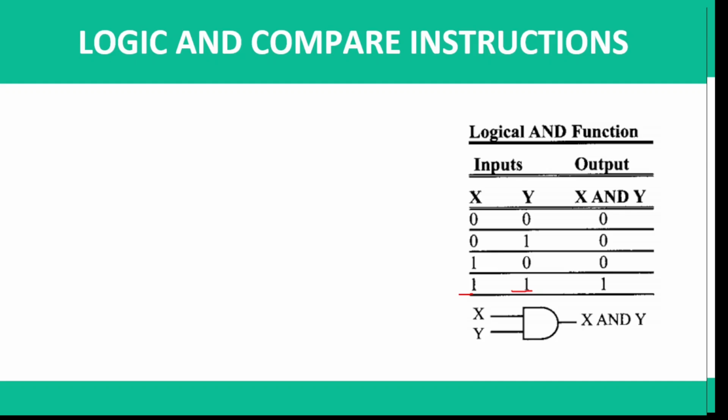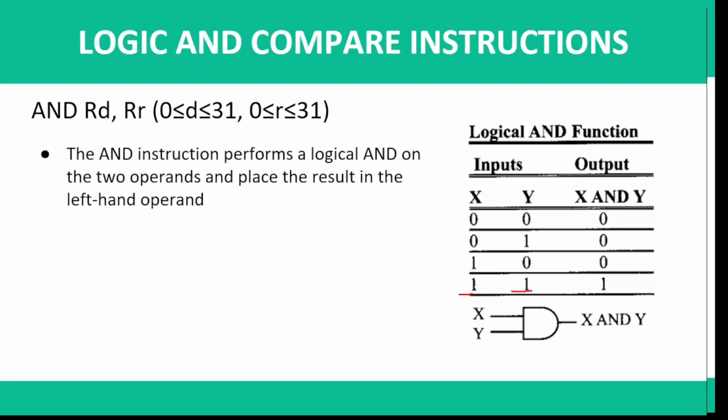For the AND register, the destination is Rd and the source is Rr. The register can go from 0 up to 31, and the source is from 0 to 31 also. The AND instruction performs a logical AND on the two operands and places the result in the left-hand operand, meaning the destination. This is our left-hand operand.